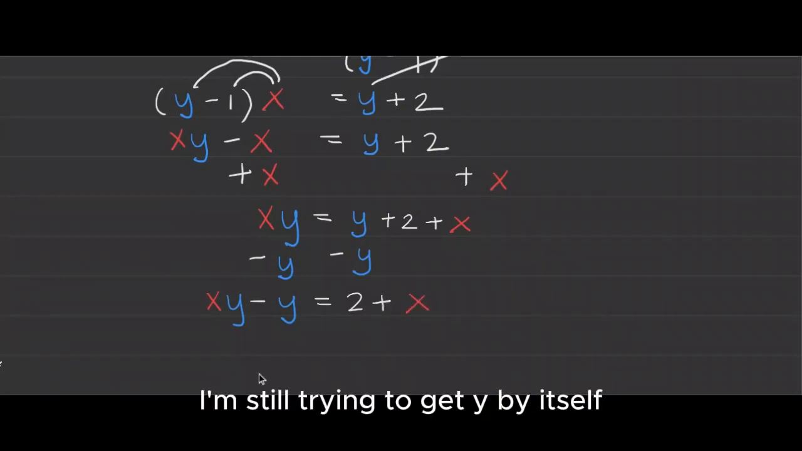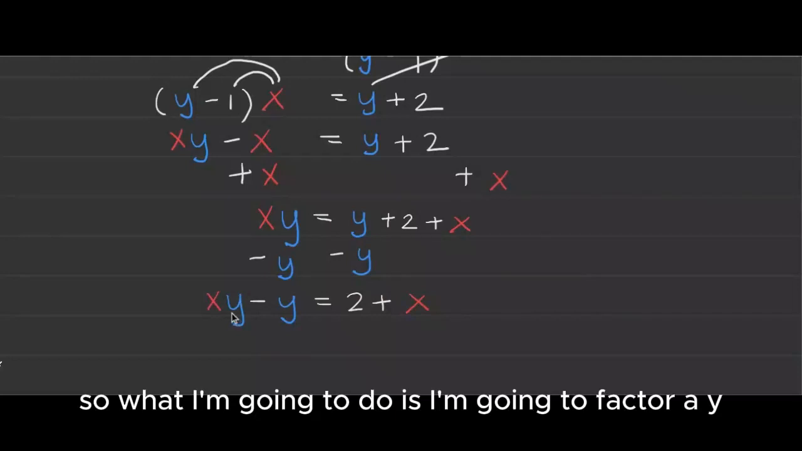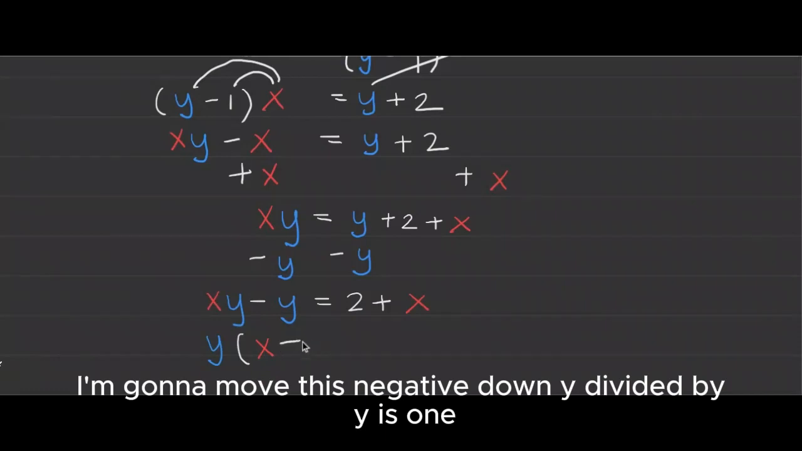I'm still trying to get y by itself, but y is connected to this x. So what I'm going to do is factor a y out of this term and this term. xy divided by y is x. I'm going to move this negative down. y divided by y is 1.